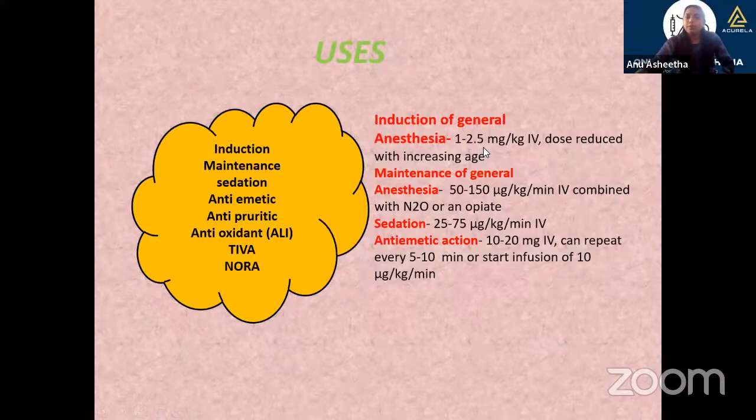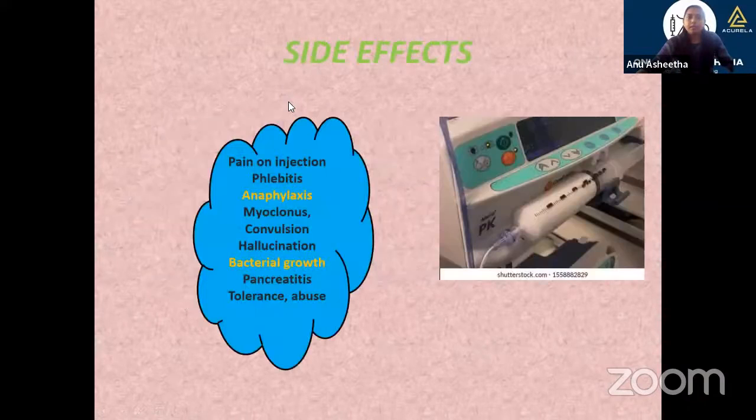For induction of general anesthesia, the dose is usually 1 to 2.5 milligram per kg. Dose reduces with increasing age. For maintenance, you need to give 50 to 150 mics per kg per minute, combined with nitrous oxide or opioids. In sedation, you can give 25 to 75 mics per kg per minute IV. It also has an antiemetic action, so you can give 10 to 20 mg IV and repeat every 5 to 10 minutes or start an infusion of 10 mics per kg per minute. Propofol also finds its use in target controlled infusion to maintain a blood plasma concentration of 1 to 5 mics per ml.